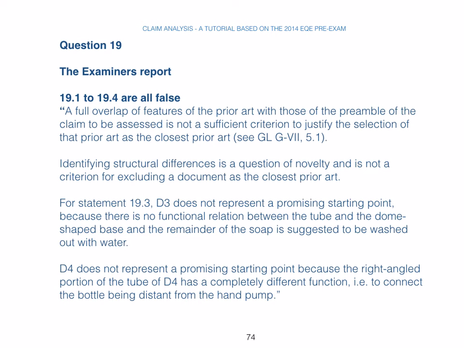For statement 19.3, D3 does not represent a promising starting point because there is no functional relation between the tube and the dome-shaped base, and the remainder of the soap is suggested to be washed out with water. And for D4, the examiners say D4 does not represent a promising starting point because the right-angled portion of the tube in D4 has a completely different function, i.e. to connect the bottle being distant from the hand pump.